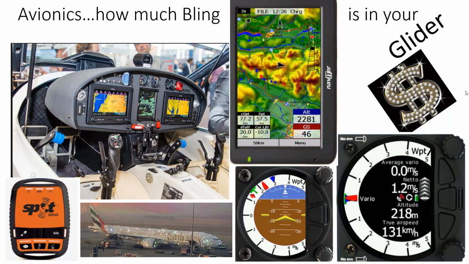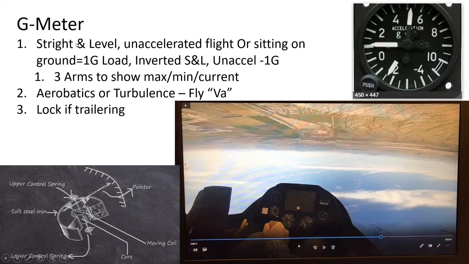G meter. You probably won't be tested on this, but it is a secondary instrument. A couple of our gliders have it. Straight and level on accelerated flight, you will be about a 1G load. Inverted, straight and level, you're a negative 1G load. That's a picture of when I was just down in Arizona doing some aerobatic training. Most of them have this three arm here showing you the one that you're active on and then the max and min that the last flight had gone on. So before you take over a plane, you want to know how much load someone was putting on a plane.